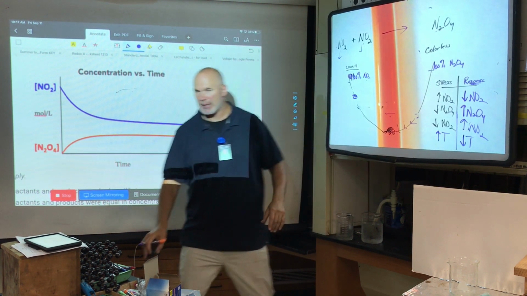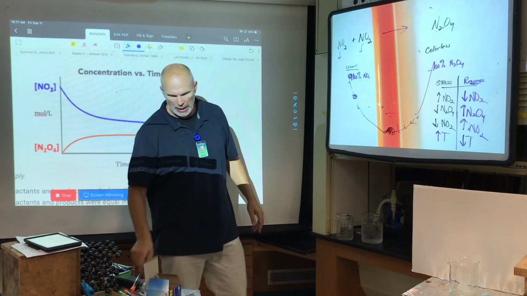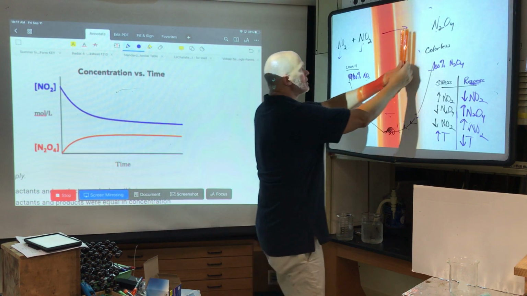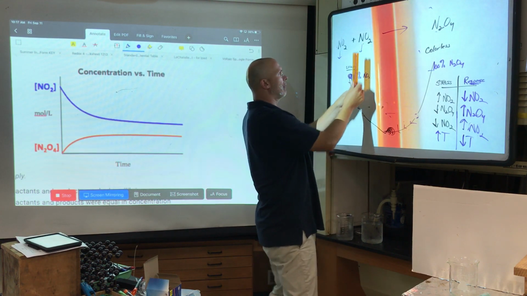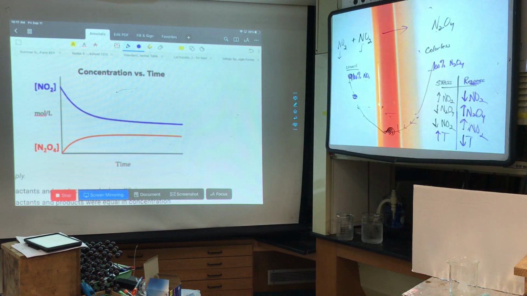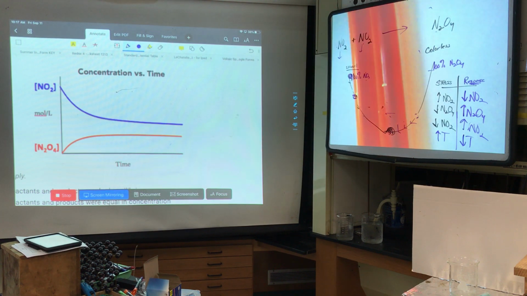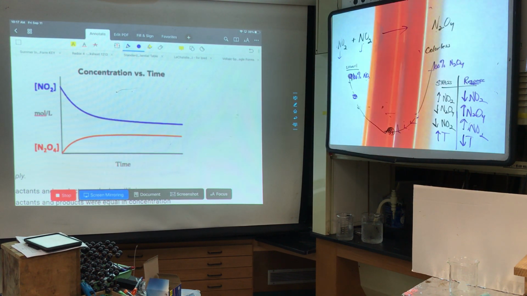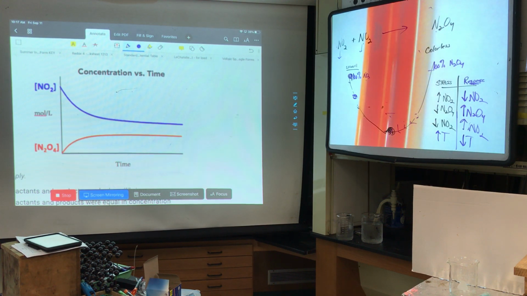Let's do this. So right now, there's no change, correct? Okay. So I've got these two tubes. Same color, right? Put them right next to each other. I think they're about the same color, right? I'm colorblind, so it's hard to tell. They're good. Okay, they're the same.